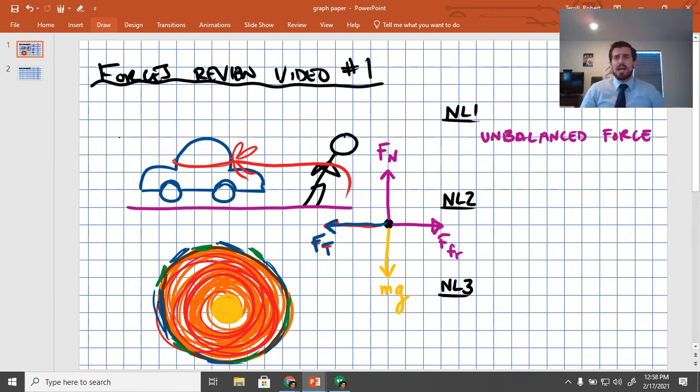So if there's some outside unbalanced force that's acting on the system, it will cause it to start to accelerate and move in some new way that it wasn't moving before. That applies to things that speed up, things that slow down, and things that change direction. Anytime that you see something speeding up, slowing down, or changing direction, there must be an outside force that is unbalanced by other forces that's causing it to move.